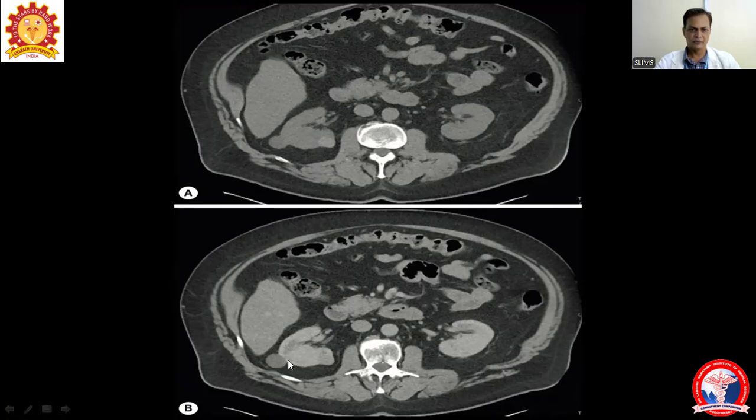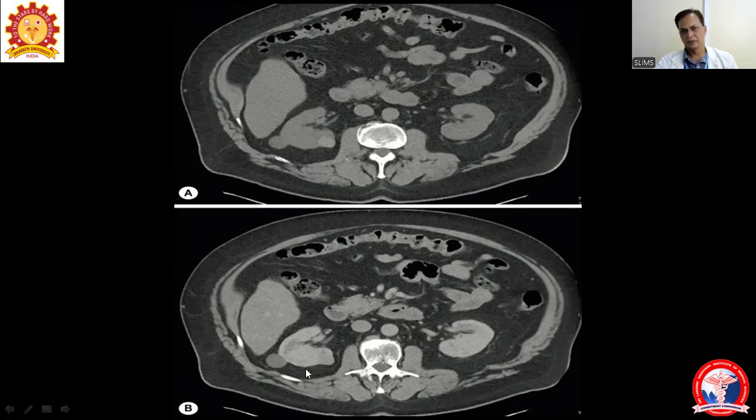Here we are coming back again to this first A image and B image. The difference is that IV iodinated contrast has been given, so that the renal parenchyma is showing uniform enhancement. Cortical cysts are known to have no contrast enhancement. So no enhancement is seen here, and the HU, Hounsfield unit density of the cyst, hasn't changed in plain or contrast.